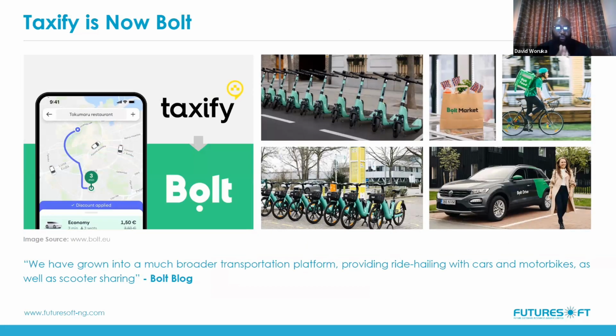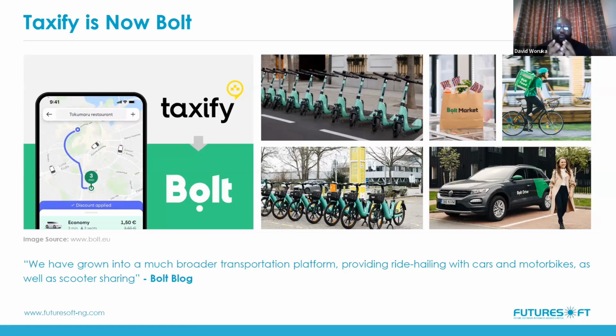There were several reasons, but one of the first things they stated was that they've grown into a much broader transportation platform, providing ride-hailing services with cars and then motorbikes, as well as scooter sharing. So they went beyond aggregating taxis. They went into providing services for motorbikes and scooter sharing. When they did this rebrand, the scooter sharing and bike services were not available in Nigeria, but in other countries in Europe, they have these services available. They were beginning to expand into the broader aspects of transportation, beyond taxi aggregation and ride hailing.